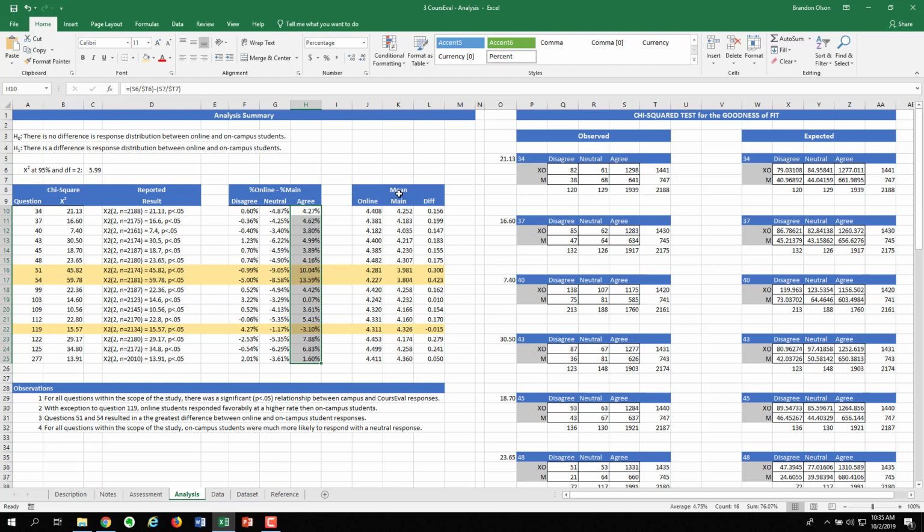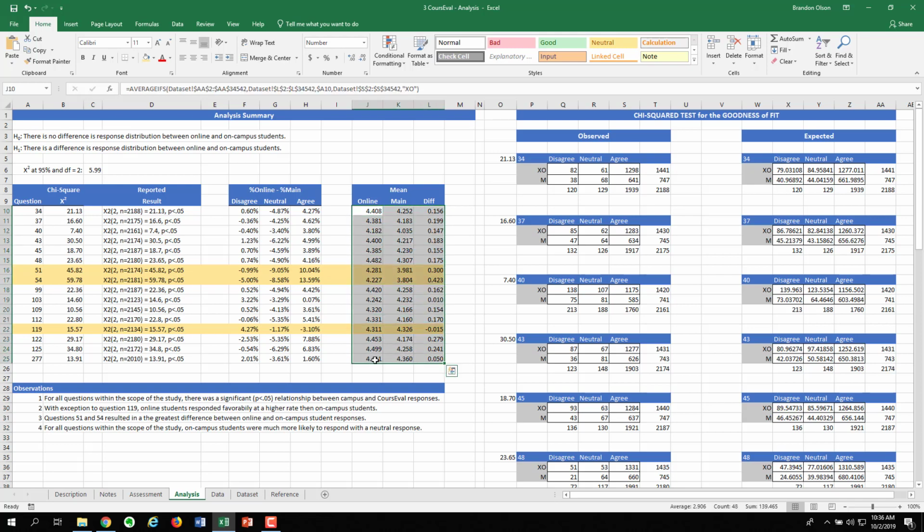Next, I took a look at the mean response. This is supposed to be categorical data. The Likert scale is really categorical, but if I look at this from a numeric perspective and take the mean of all the results, I see that online students for question 34 had a mean response of 4.408, and the main campus students had a mean of 4.252. The difference is slightly in favor of the online students. Then I calculated that for each of the 16 questions.